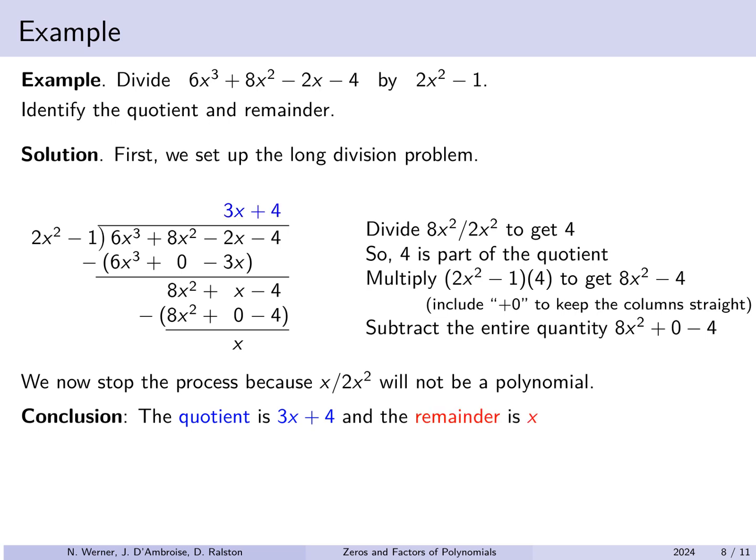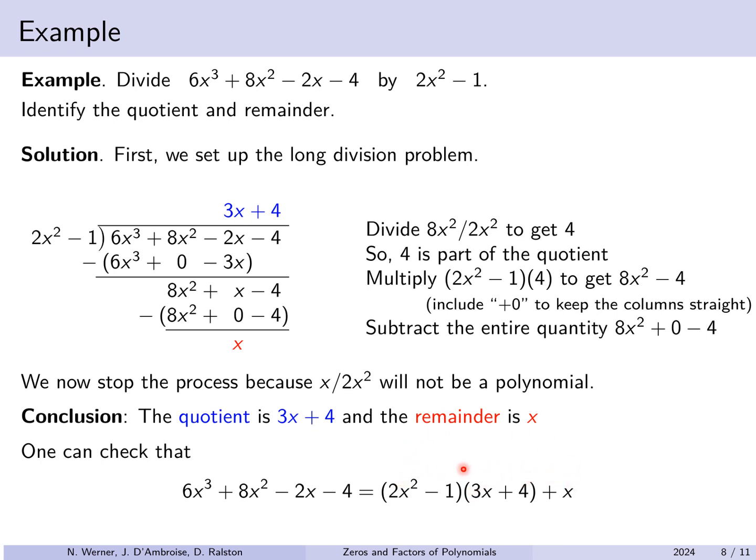And the remainder is what we have left when we can no longer do the division, which in this case was just an x. And in fact, you can check that if you take 6x cubed plus 8x squared minus 2x minus 4, that is exactly equal to what we divided by, 2x squared minus 1, times the quotient we found, 3x plus 4, plus a remainder of x.